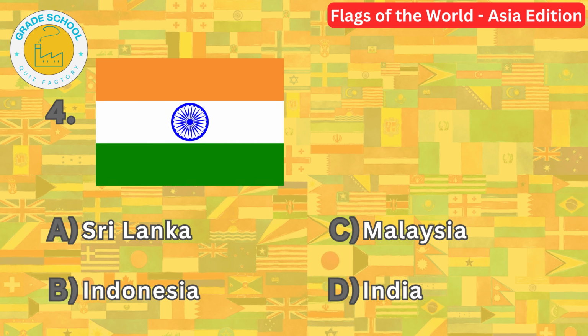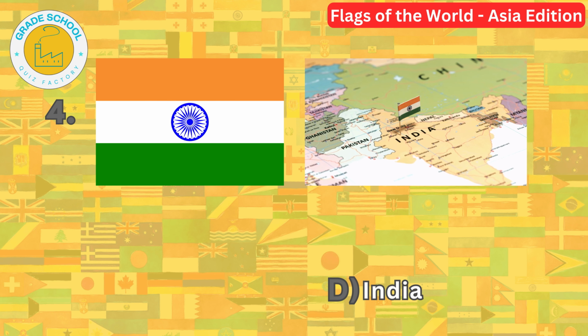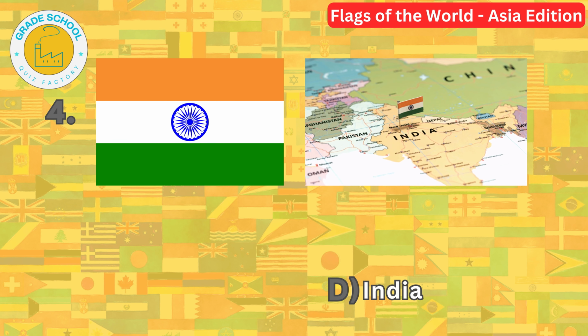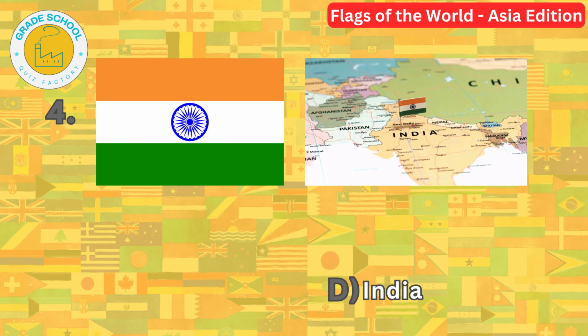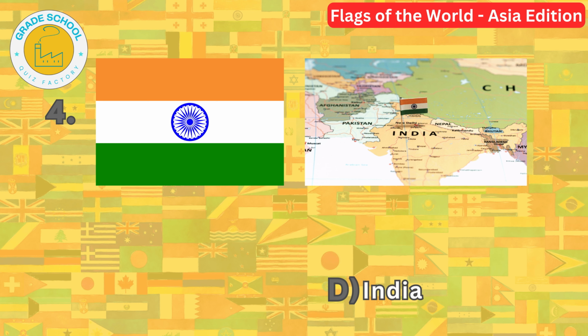Number 4. The correct answer is letter D. The flag of India has 3 horizontal bands of saffron, white, and green, with a navy blue wheel in the center. The saffron stands for courage and sacrifice, the white for peace and truth, the green for faith and fertility, and the wheel for the law of Dharma.